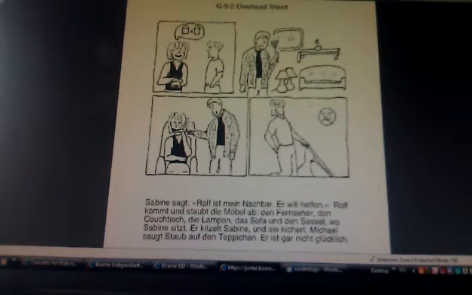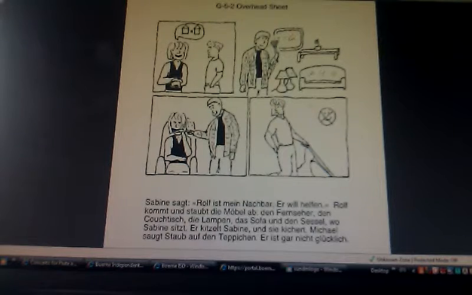Okay, so we're looking at the pictures now, and here's what the words say. Sabine says, Rolf is my neighbor. So that's the answer here, a house next to another. Er will helfen. He wants to help. Remember, it's not will help, it's wants to. He has the will to help, if you think about it, so he wants to help. Yeah, I'll bet he does. So anyway, Rolf comes and dusts the furniture off. That's what it says, literally.